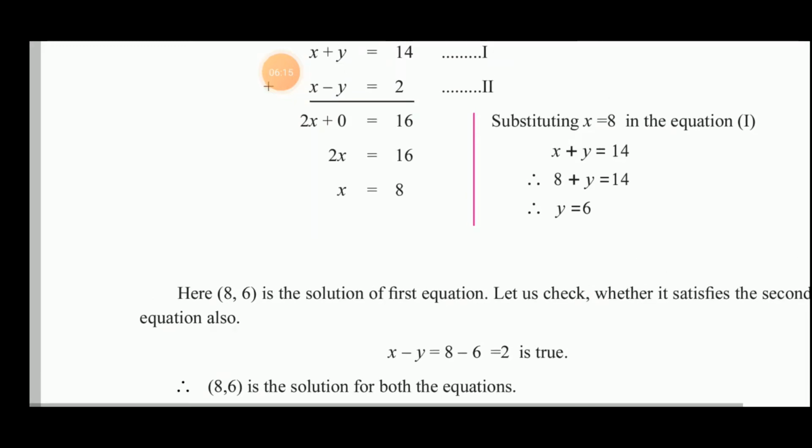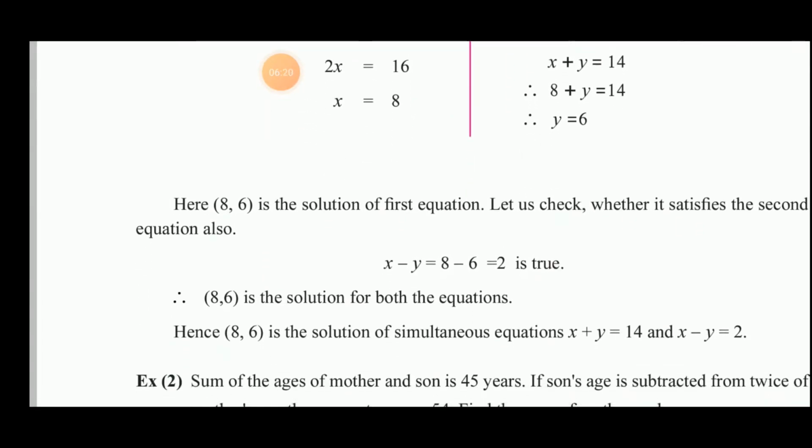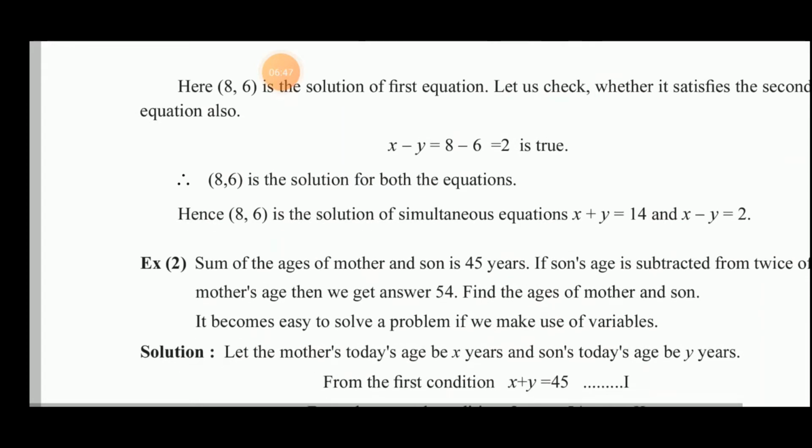Now let us see whether it satisfies or not. Put in the first equation, that becomes x minus y is equal to 8 minus 6 is equal to 2, which is true. And in the second equation if you put, then 8 plus 6 is equal to 14, that also is true. So hence write down in the round bracket 8, first you should write down the value of x, 8, then the value of y, comma, y, that is 6, is the solution of the simultaneous equations x plus y is equal to 14 and x minus y is equal to 2.